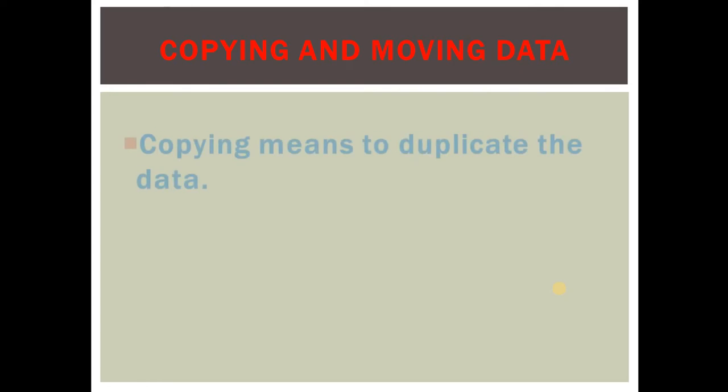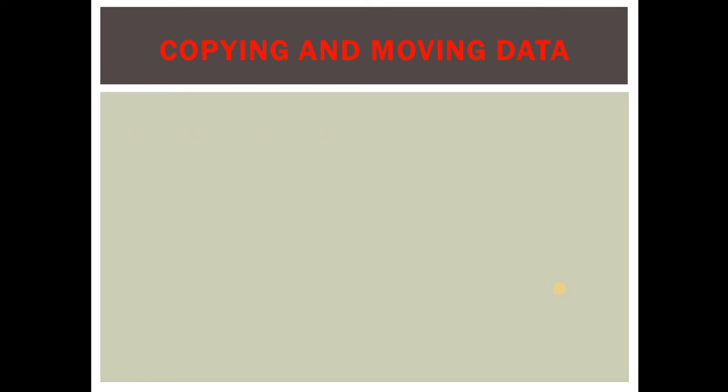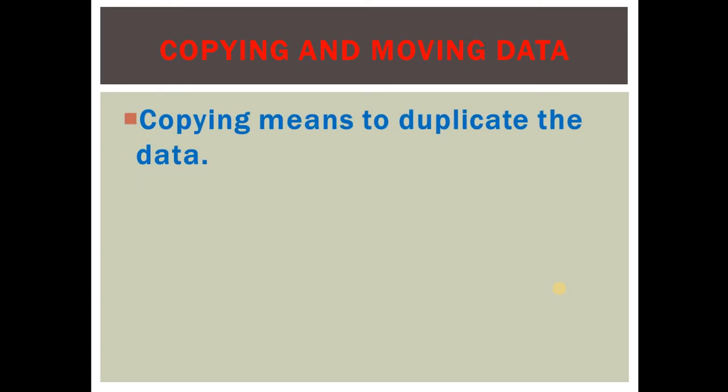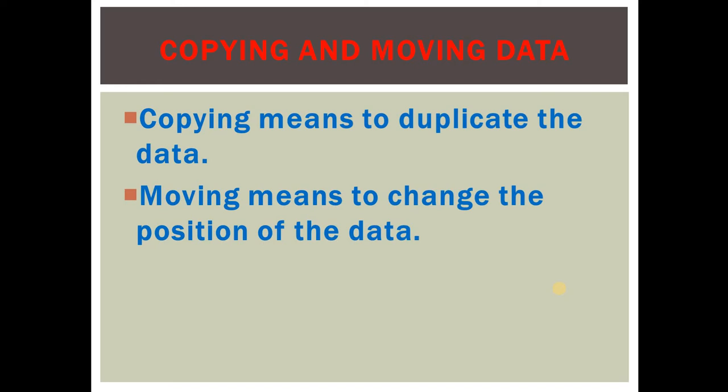Moving on to the next topic. The next topic that we have is copying data and moving data. Now let us understand first the difference between copying and moving. Copying means to create the duplicate of the data. And moving means to change the position of the data. To take the data from one place to another.